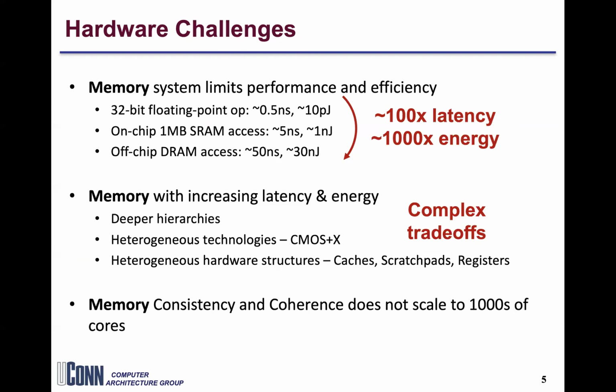Memory has increasing complex trade-offs. We have built deeper hierarchies of caches. There have been heterogeneous technologies, CMOS with X technologies being built, that add more challenges to the latency and energy woes. And on the architecture side, not just caches, we have integrated scratchpads, buffers, registers, massive amounts of them so that we can move the data more and more efficiently. And then the consistency of memory, the coherence of data, has been a hard problem to scale in this thousands of core setting that we needed to scale these problems to.